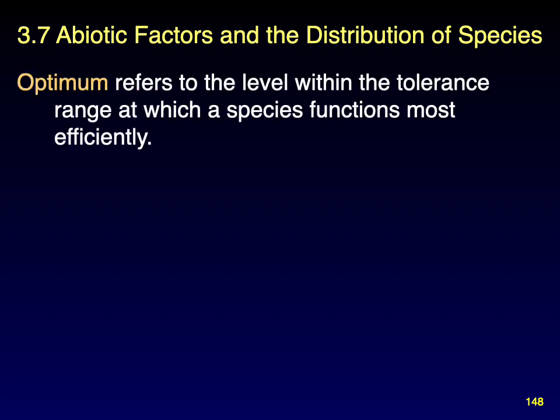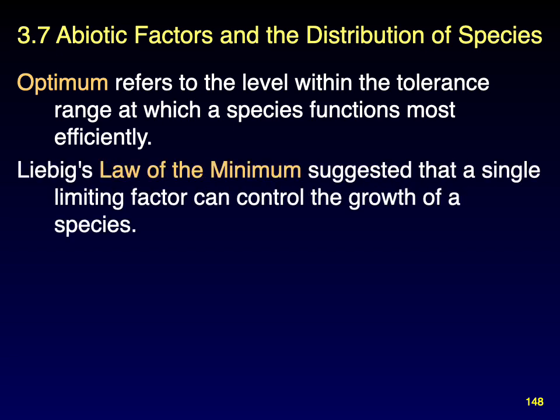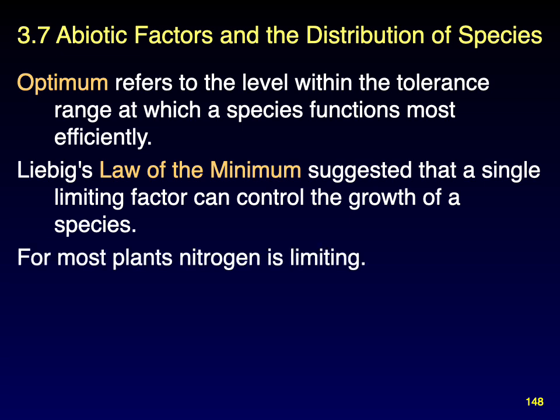So in the graphic before, we saw there was an optimum level of resource. This is the level in the tolerance range where a species functions best or most efficiently. Now Liebig, a biologist from several hundred years ago, originally theorized that species usually have a single limiting factor that controls their growth. This was based on experiments that he did with plants, and he called this the law of the minimum. He found for most plants, the most limiting nutrient to their growth is nitrogen.